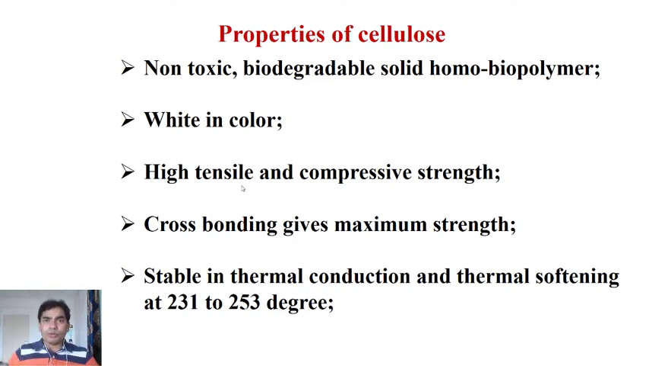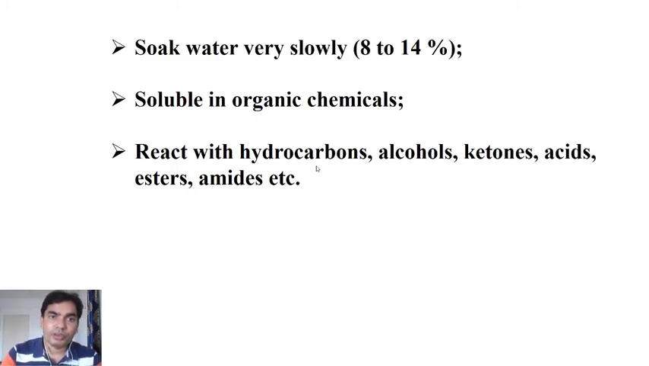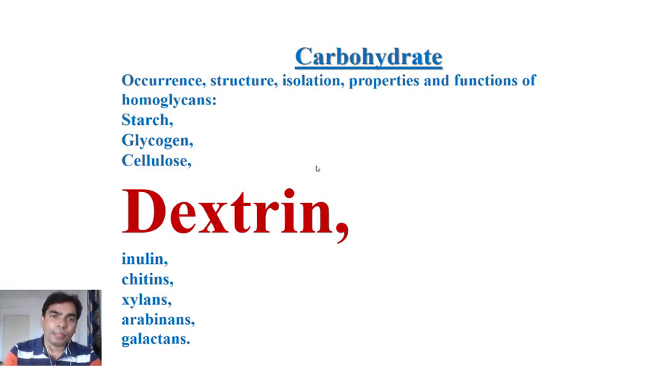So what are the properties of cellulose? It is a non-toxic, biodegradable, solid homopolymer, white in color, and high in tensile and compressive strength. Cross bonding gives maximum strength, and it is stable in thermal conduction and thermal softening, around 230 to 253 degrees. It soaks water very slowly, 18 to 14%, is soluble in organic chemicals, and reacts with hydrocarbons, alcohol, ketones, acids, etc. So these are the many applications and uses of cellulose.